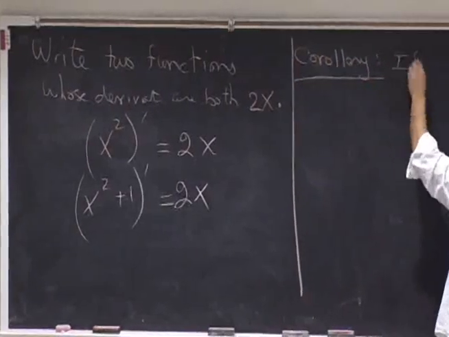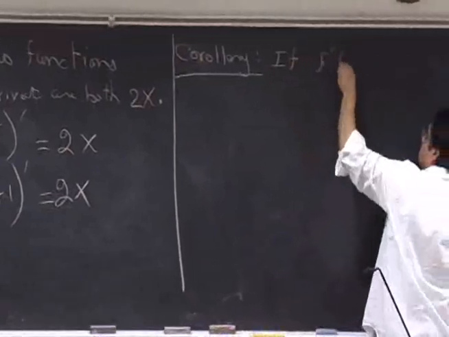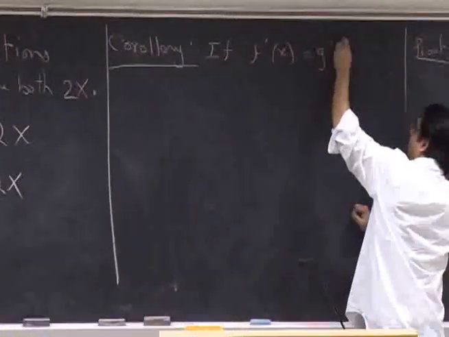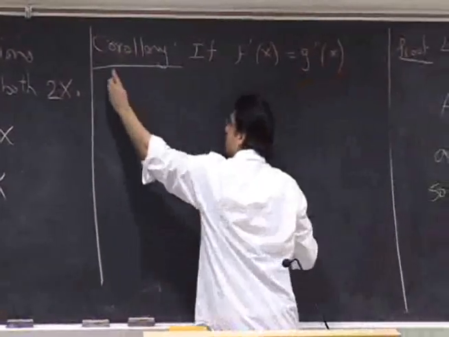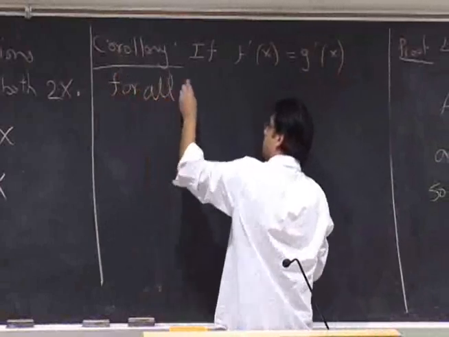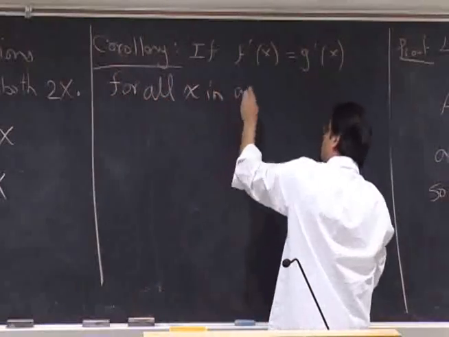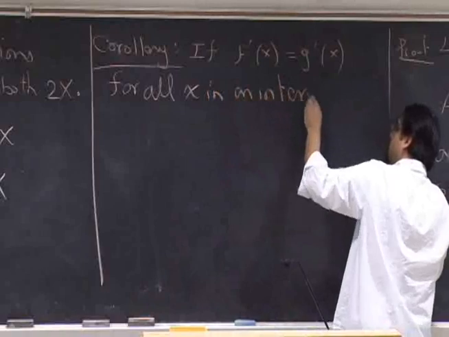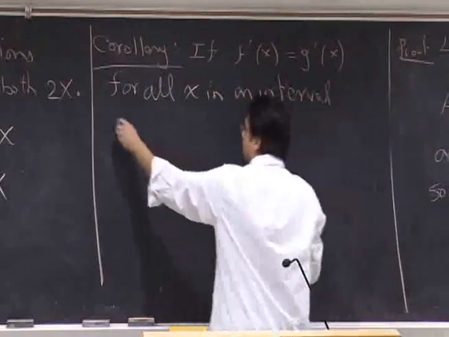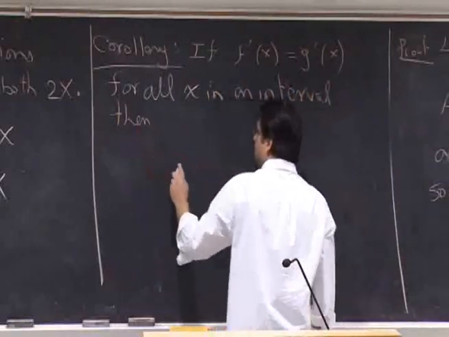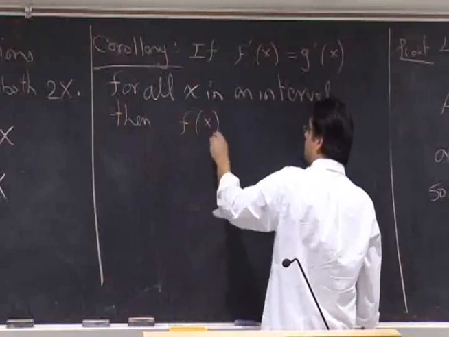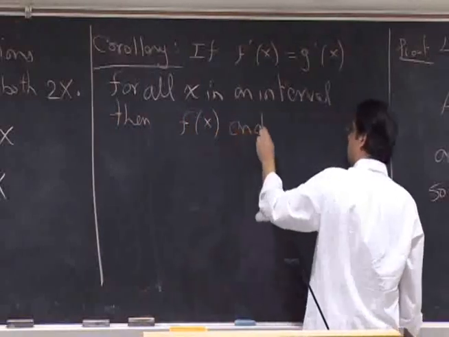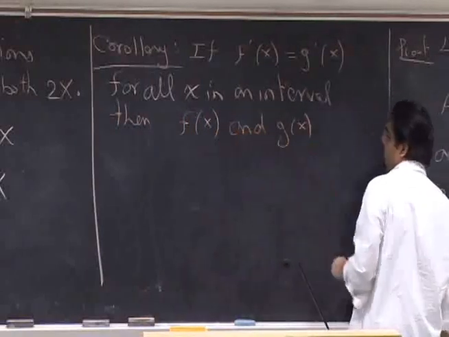If f prime of x equals g prime of x for all x in an interval, then f of x and g of x differ by a constant.